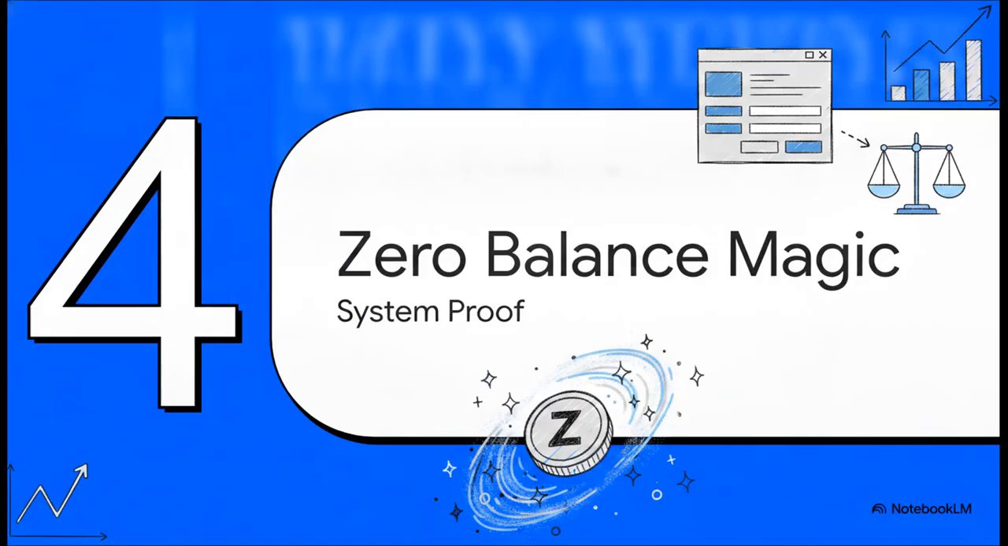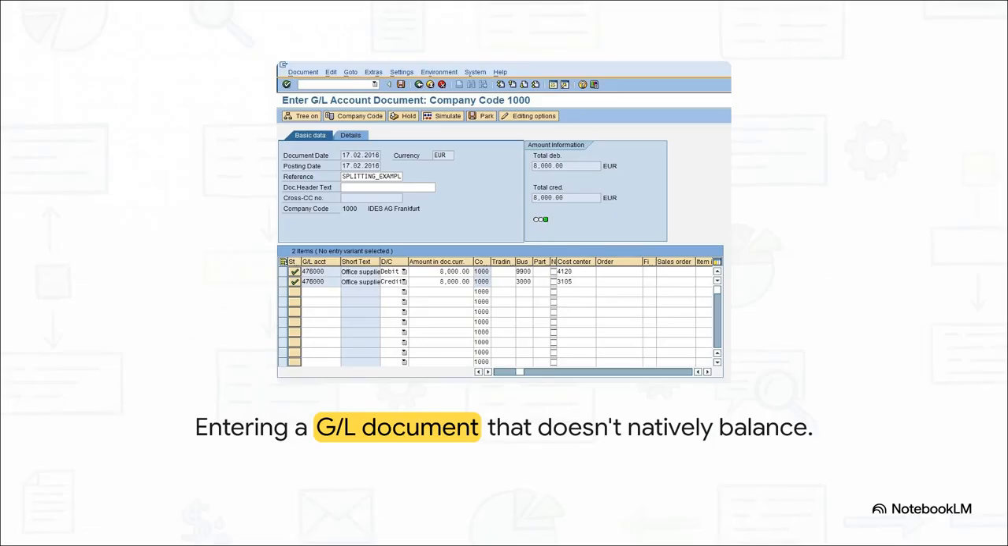Let's see this in action in Section 4, the Zero Balance Magic System Proof. We're going to step into the SAP GUI to look at a transaction and prove that this zero balancing trick really does happen. Imagine we're posting a standard journal entry via FB50. We've got 8,000 on both sides, but they are hitting entirely different cost centers and therefore different profit centers. The debit hits 1005 and the credit hits 1400. So in their own individual silos, they do not natively balance.